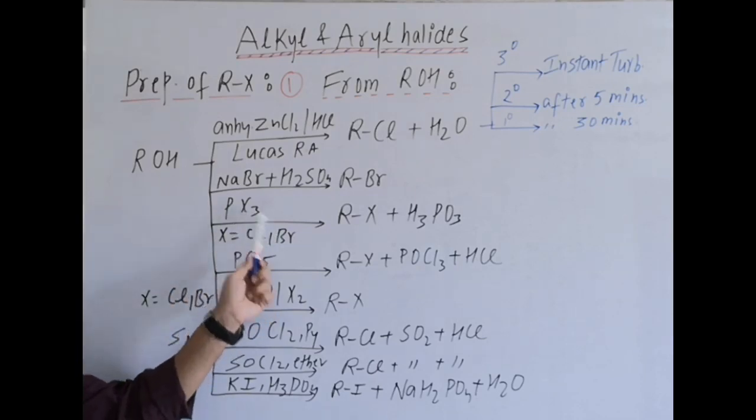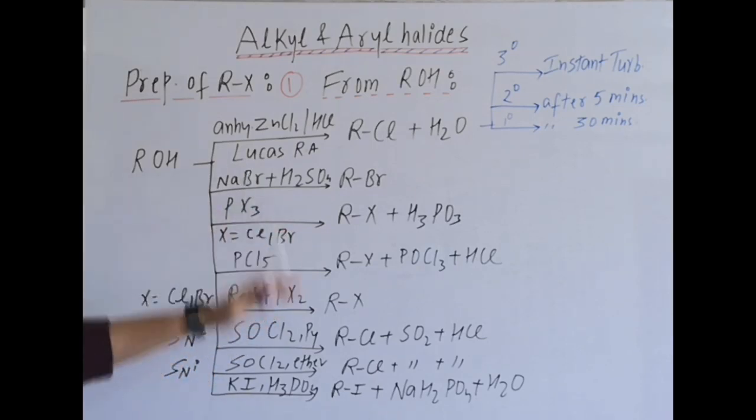Third, with PCl3 or PBr3, or we can use PI3 also, but maybe yields are affected, that's why in NCERT Cl and Br are given.